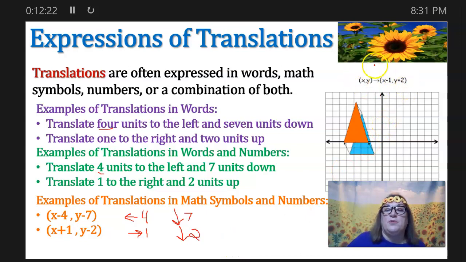Now here is an example 2. This is a translation notation here where they use numbers and symbols. And this just means for every xy point, we are going to change it by subtracting 1 from the x and adding 2 to the y. This is our indication that a translation is occurring.